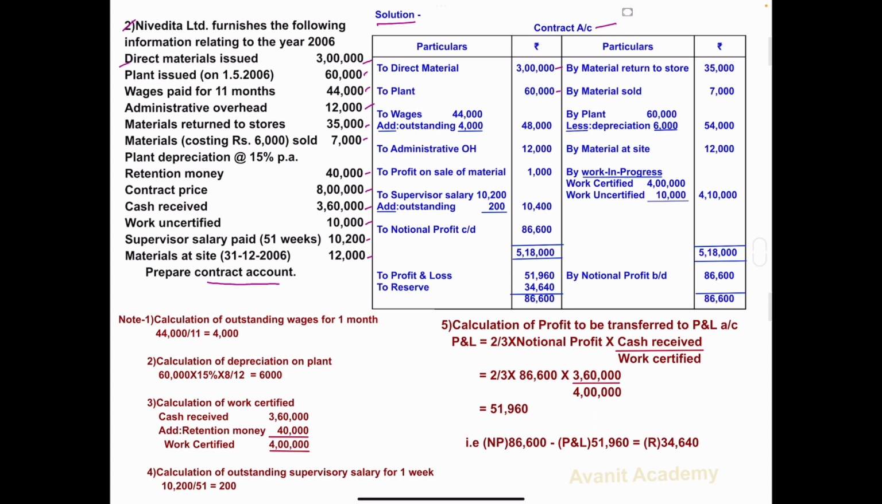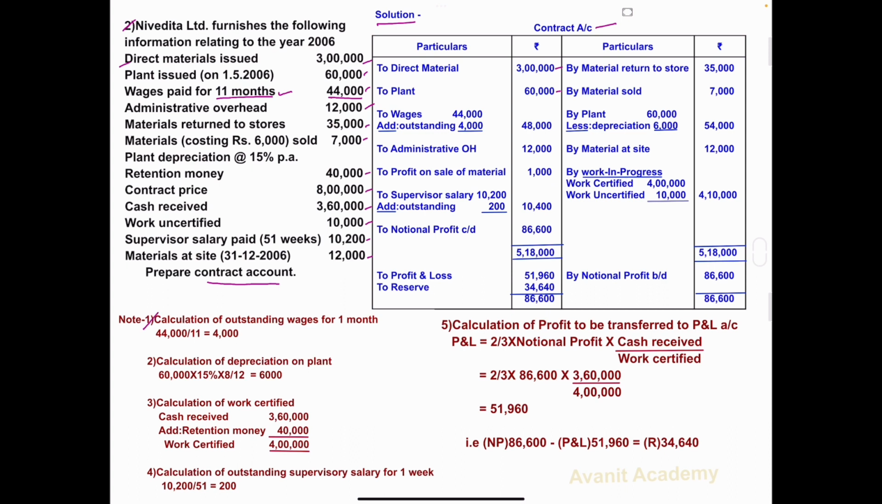Wages paid for 11 months. Okay, wages paid for how many months? 11 months. This contract is about 1 year. In 1 year, 12 months are there. But the contractor has paid wages for 11 months only. It means that 1 month wages is outstanding, that we have to find out, and that amount is to be added to this 44,000. So we'll calculate the outstanding salary.